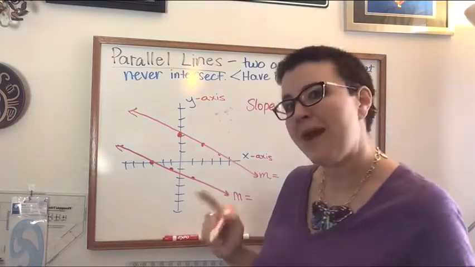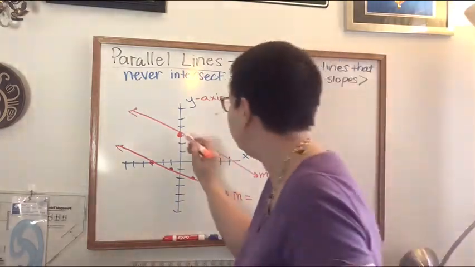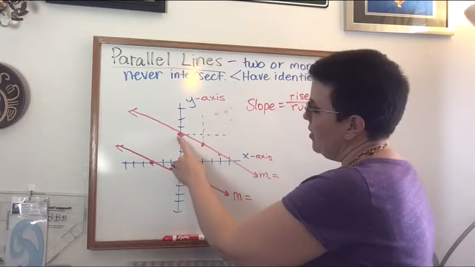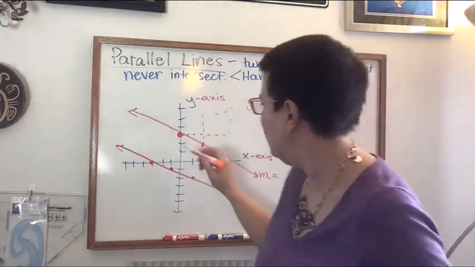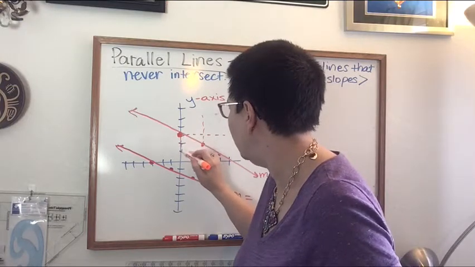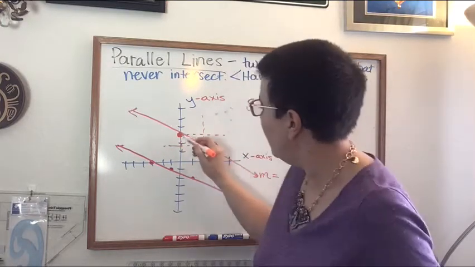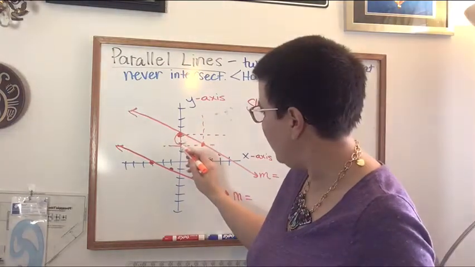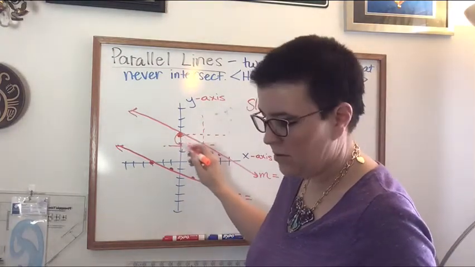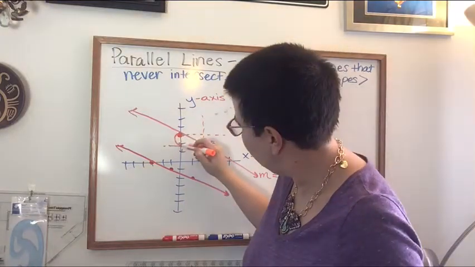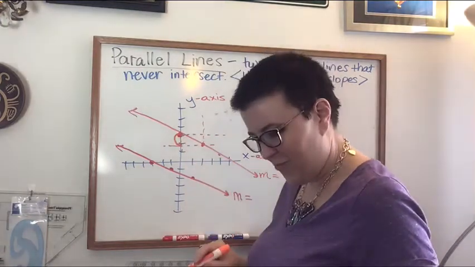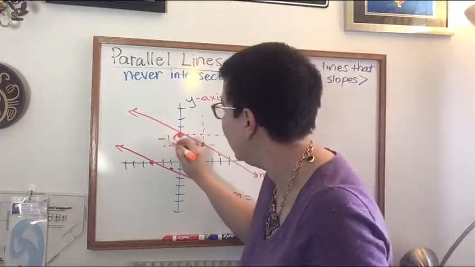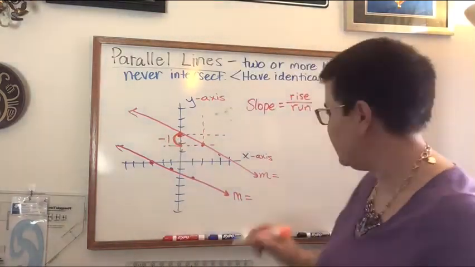So what I'm going to do is make a right triangle, because that will show me my rise and my run. Or you can actually even draw it down this direction and that will work as well. All right, so how far do I have to go down or up to get from here to here? 1. And did I go up or did I go down? Down. So that's a -1. So my rise is -1.